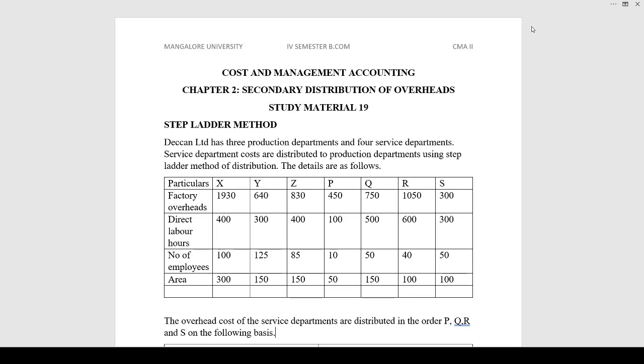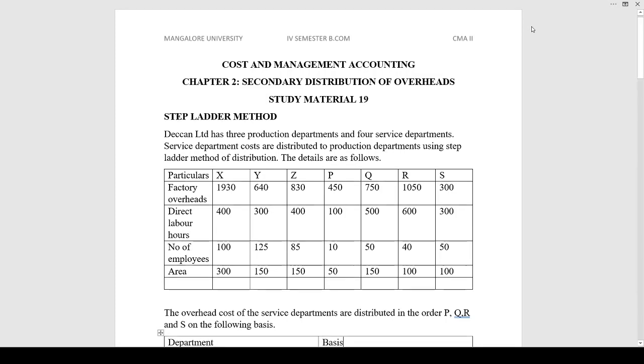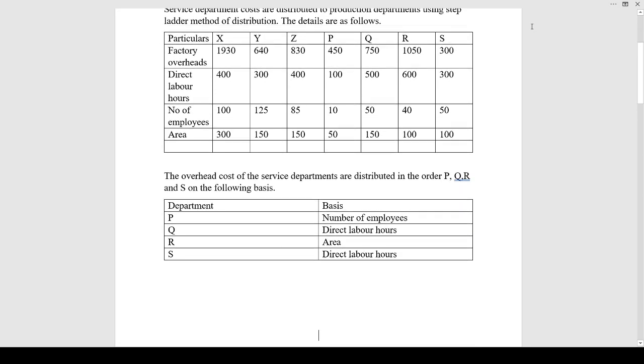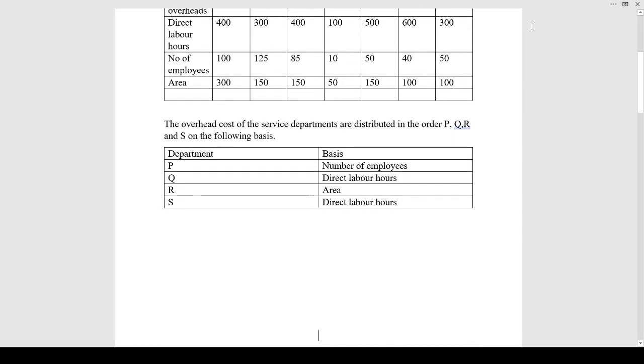We have information about 3 departments X, Y, Z, the production departments, and the 4 service departments P, Q, R and S. The factory overheads are given, direct labor hours, the number of employees as well as area. The overhead cost of the service departments are distributed in the order P, Q, R and S on the following basis. Department P, number of employees; Department Q, direct labor hours; Department R, area; Department S, direct labor hours.